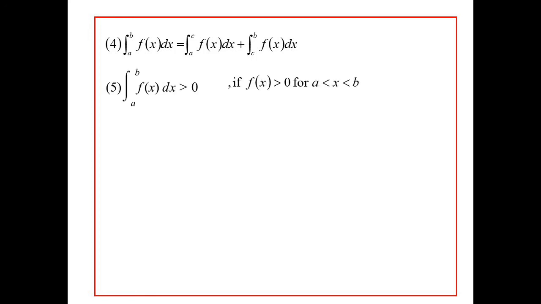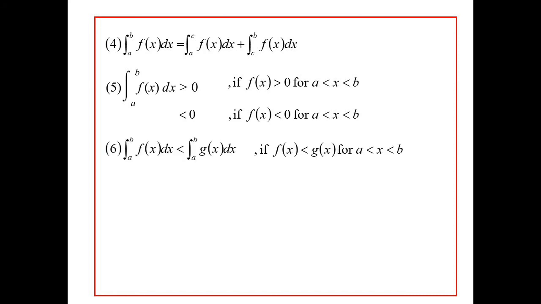The integral will always give you a positive answer if the function's positive. So if the function's positive, we know the answer will be positive. And it'll be negative if the function's negative. Now, the integral from a to b of f of x will be less than that of g of x if, when we draw it, g of x is above f of x. And that makes sense because we're talking about area underneath the curve. So if g of x is higher than f of x, then the area underneath it must be bigger than the area under f of x. This one's really handy, I find.